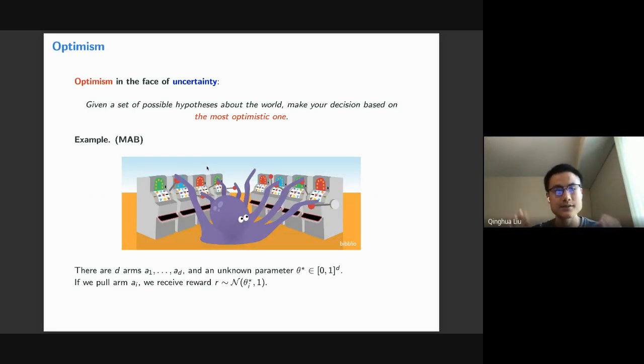Let me explain this abstract concept by using a concrete example. Let's imagine you are in a casino and you are playing some gambling machine. On this gambling machine, there are d arms, a1 to ad. And there is an unknown parameter, theta star, that lies in the d-dimensional unit cube. Each time we pull arm ai, we receive a reward sampled from a Gaussian distribution centered at theta i star. So in short, for each arm there is an unknown reward parameter, theta i star, and when you pull this arm, you receive some reward, which is equal to theta i star in expectation.